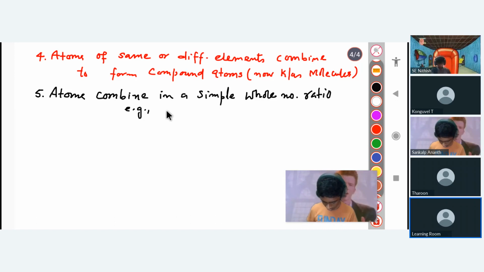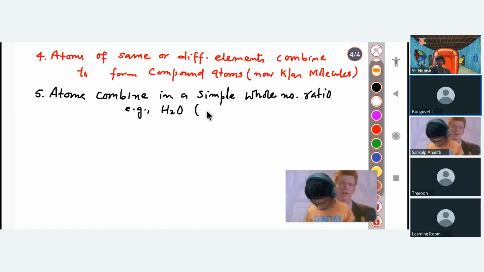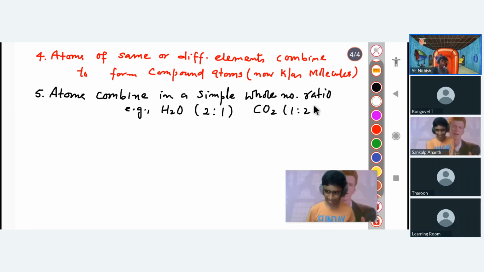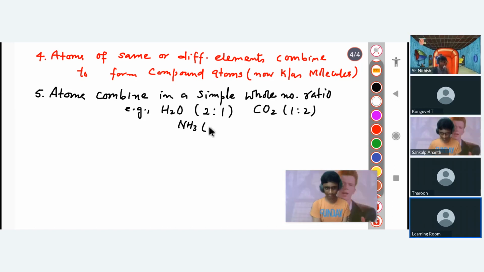See, for example, water. What is the ratio in the case of water? Hydrogen to oxygen is 2:1. In the case of carbon dioxide, what is the ratio? It is 1:2. And in the case of ammonia, what is the ratio? 1:3. It is not the mass ratio; it is simply the atomic ratio, the ratio of atoms.